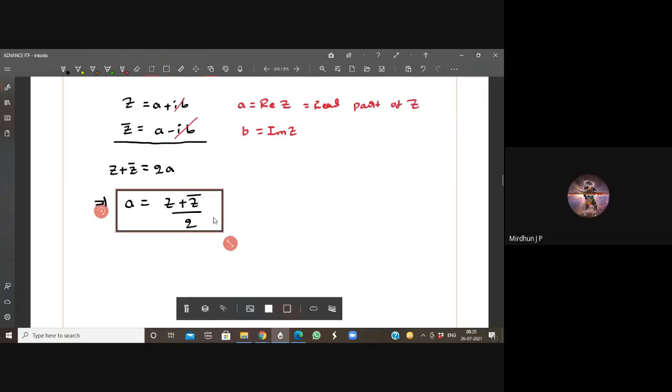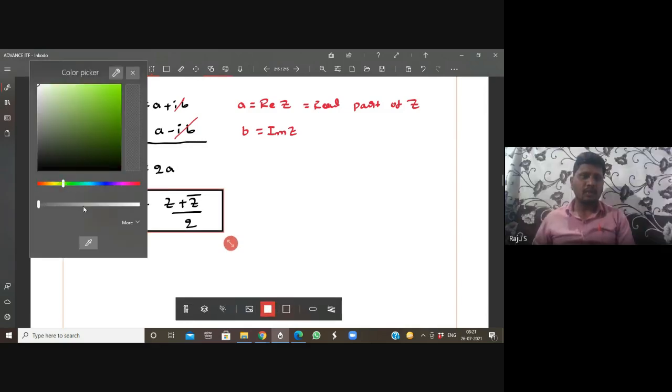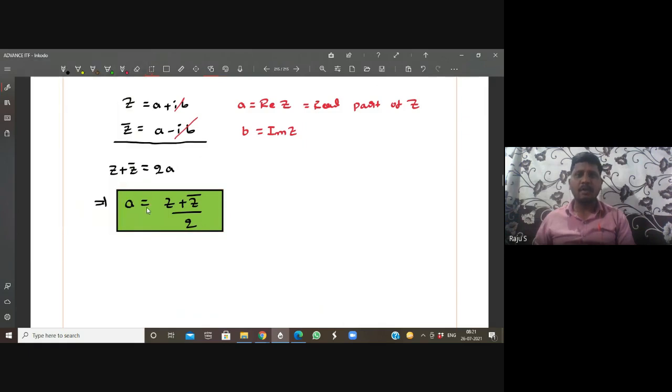A is equal to the arithmetic mean of Z and Z conjugate. Exactly. So I'm going to find here the real part of Z. Real part of Z can be written as Z plus Z bar by 2, the arithmetic mean. This is a, nothing but the real part of Z. This is important, students, remember. Real part of any complex number is given by the sum of the given number and its conjugate, all divided by 2.